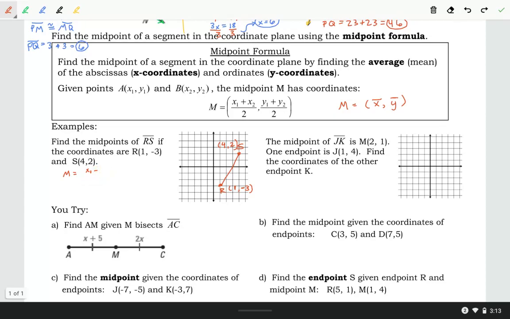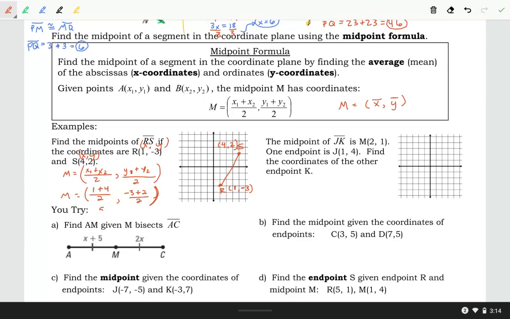I'll just write this a little more clearly here. So our x coordinates, remember x comes first, then y. So we've got 1 plus 4 over 2 and negative 3 plus 2 over 2.